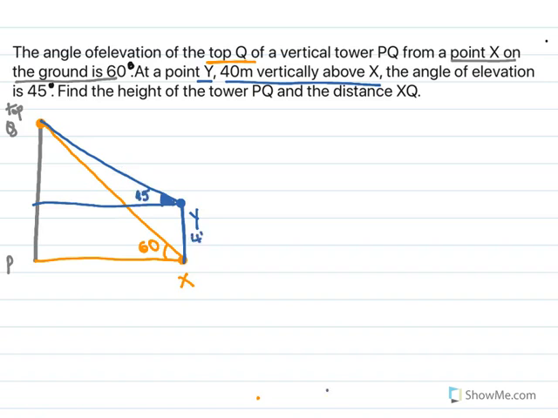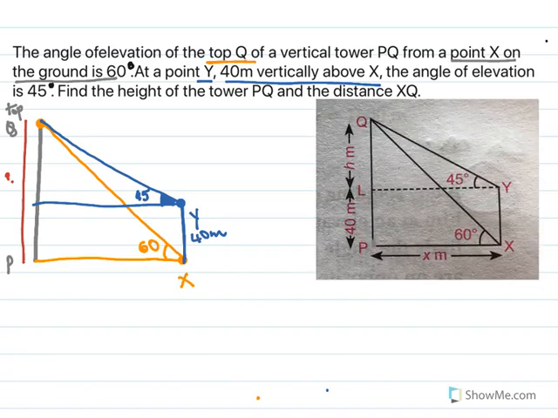So this is 40 meters. We need to find the height of the tower, so we need to find PQ. Our question is to find this entire PQ and the distance XQ we have to find. So not this, we have to find XQ.